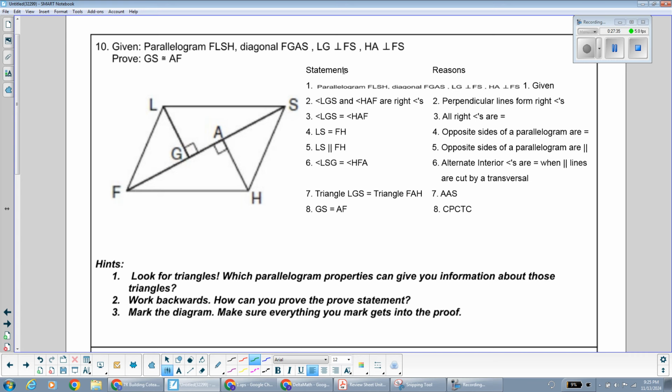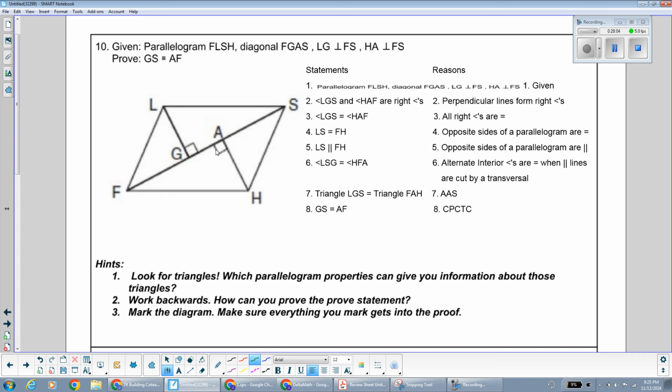So notice how the start of my proof after the givens, so that I don't forget it, is I put down that the two angles marked with the boxes, angle LGA and angle HAF, are right angles due to the fact that perpendicular lines form right angles. And then I did say that they are congruent to each other because all right angles are congruent to each other. And that gives us a pair of congruent angles to work with.